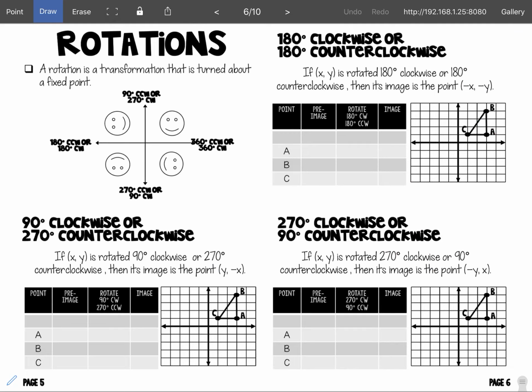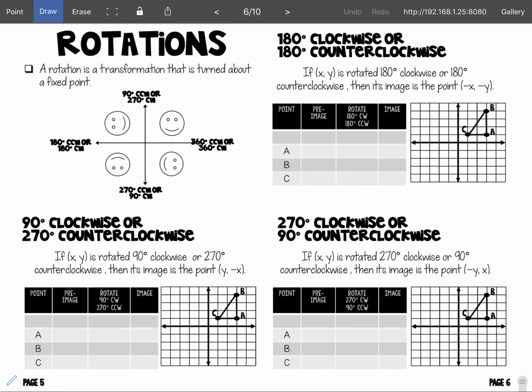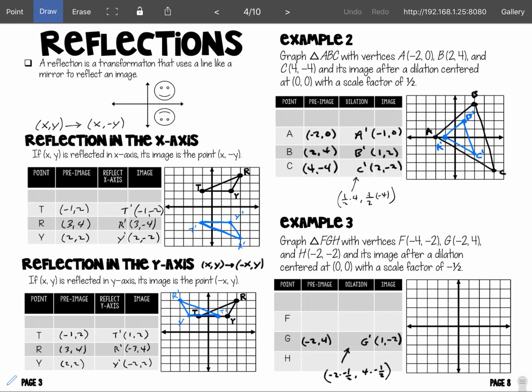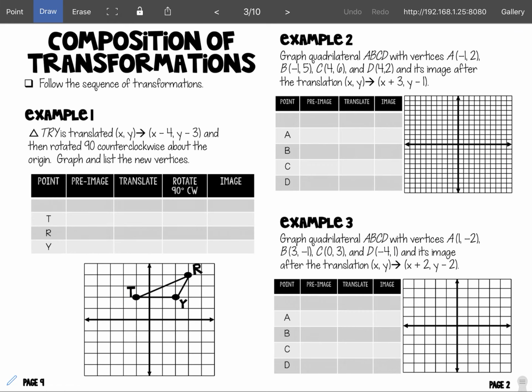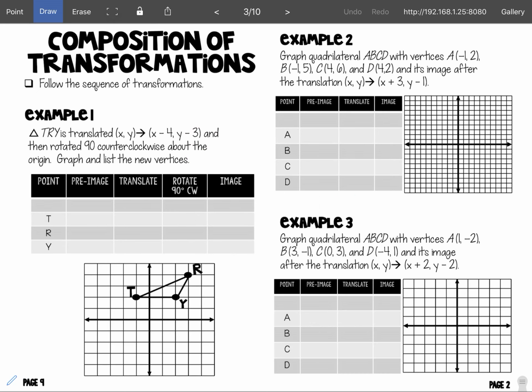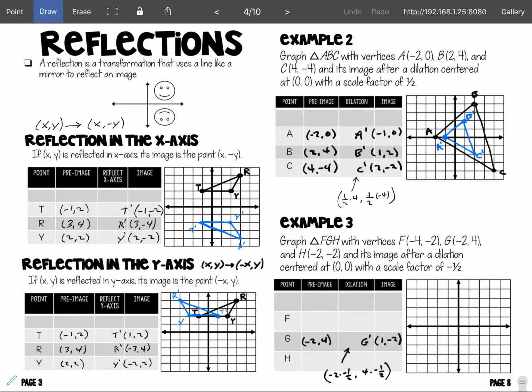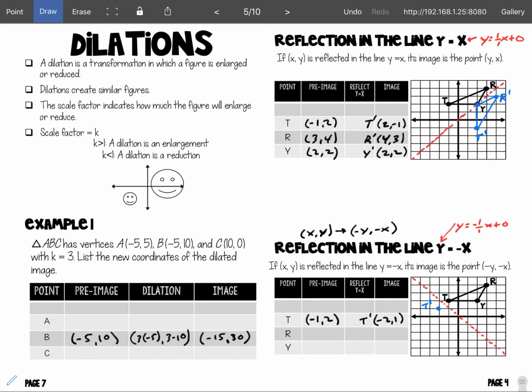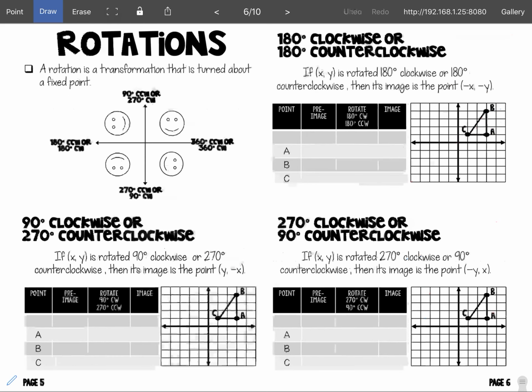Yeah, no matter what I do, I can't get that rotations page to come up. It's on my iPad, but it won't show. I think the rest of it's working now. Yep, so we did some translations. We didn't do that. We'll save that for in class. We did some reflections. We did some dilations. I just can't get on the rotations page.